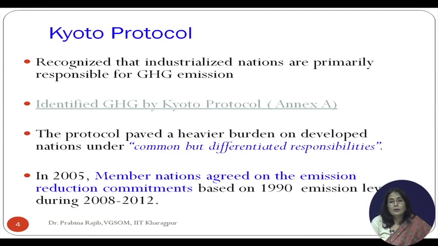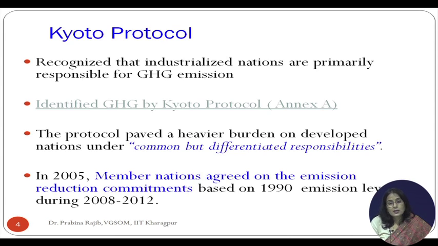So what is the important or salient point with respect to this Kyoto Protocol? The Kyoto Protocol recognized that the majority of greenhouse gas emission is contributed by the industrialized nations, and they are primarily responsible for the greenhouse gas emission. And this protocol paved the way for a heavier burden on developed nations under the common but differentiated responsibilities. So what is the meaning of common but differentiated responsibilities? This Kyoto Protocol indicated that it is the responsibility of all member nations to work towards reduction of greenhouse gas emission. However, a major share of this responsibility will be taken by the industrial nations.